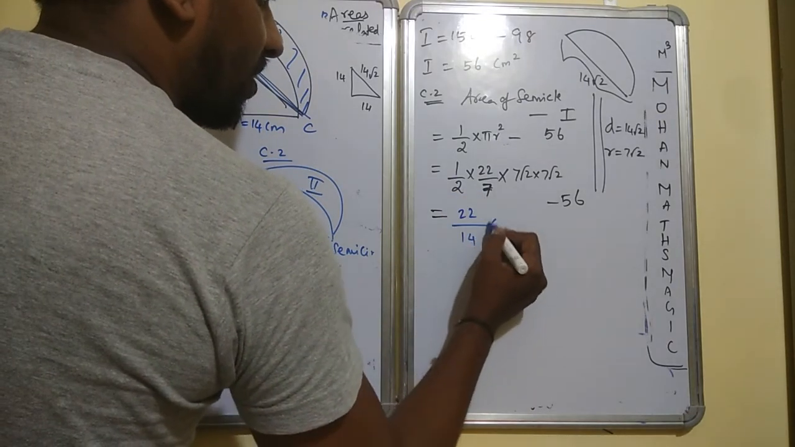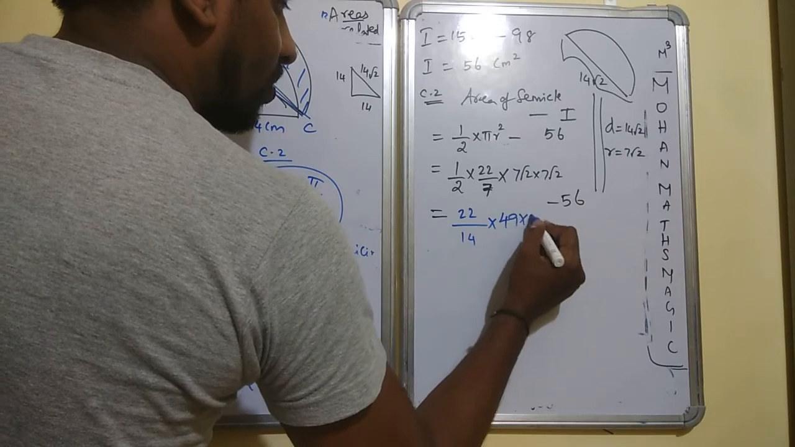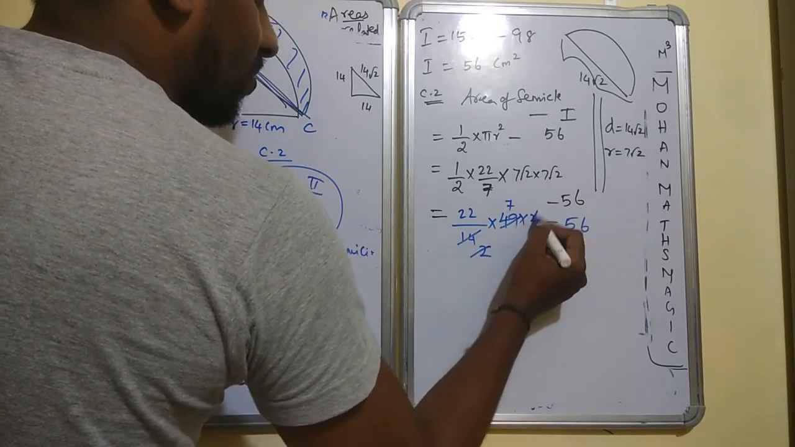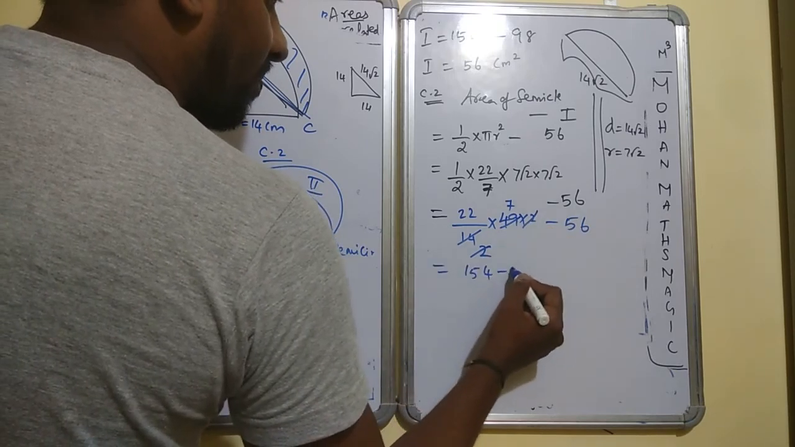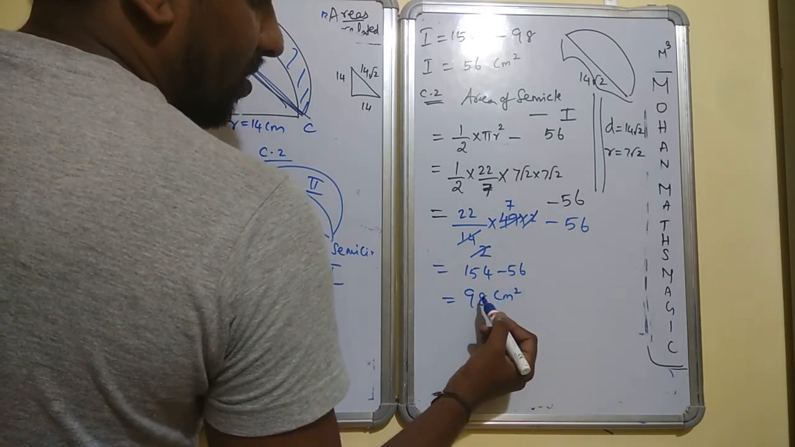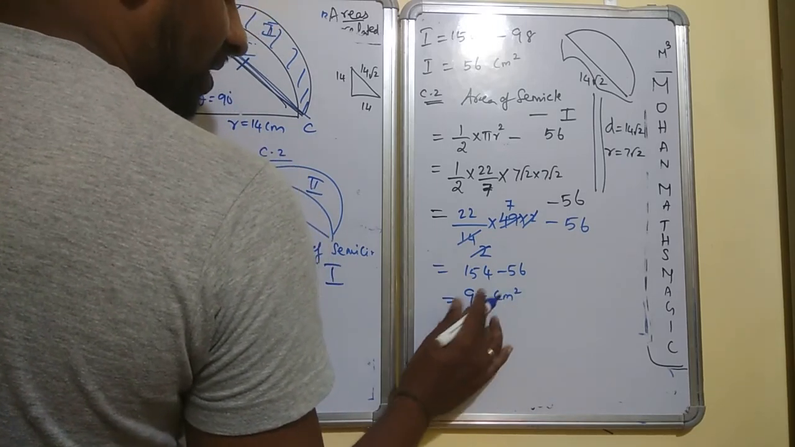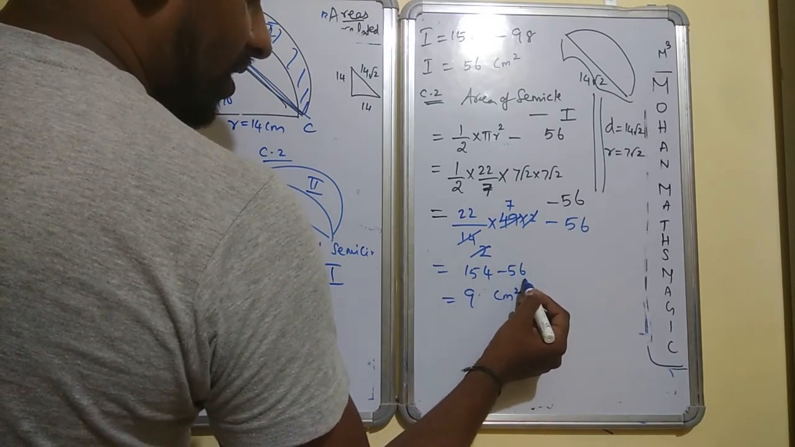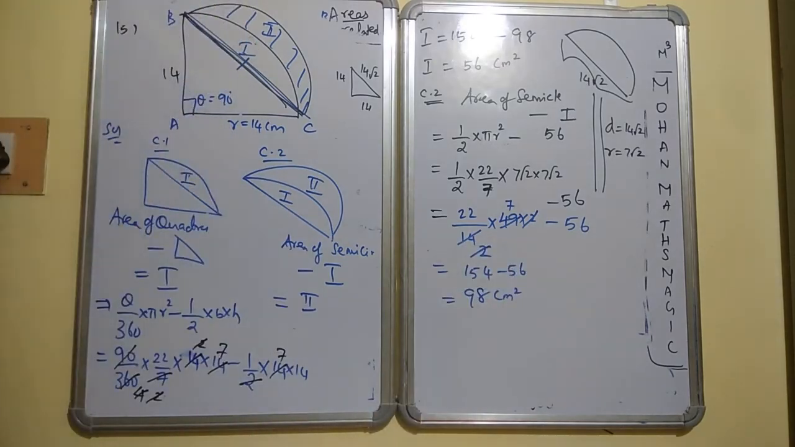22 by 14 into 49 into 2. So 7 table 2, 7 table 7, 7 2 2. So 154 minus 56, I got 98 centimeter square. Will it be 90 or 94? 98. Yes. So your answer is correct.